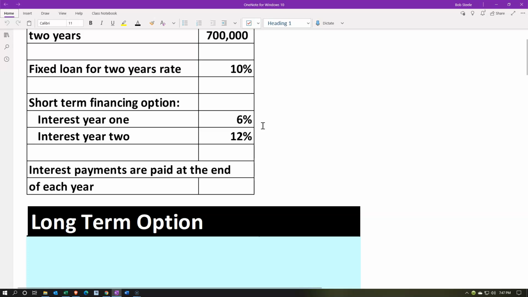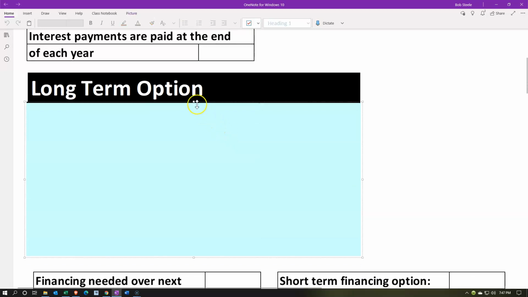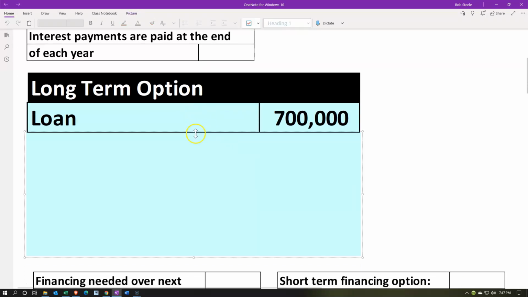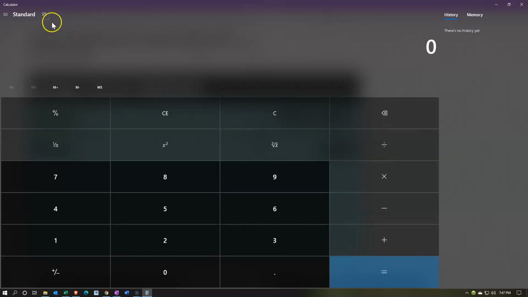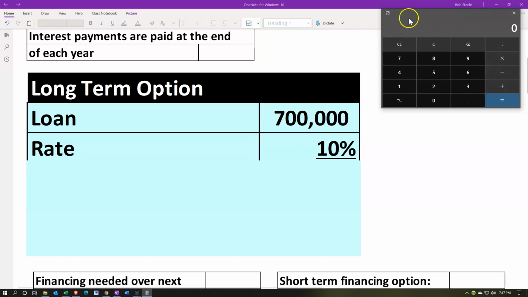If it's a variable loan, then we're taking on risk to see what's going to happen in the second year. Okay, so then the long-term financing option, we're going to say the loan is going to be that $700,000 that we're going to be taking out. The rate is going to be 10%. Remember, when we're talking about interest rate, we're always thinking about rates as yearly rates, unless they tell us otherwise.